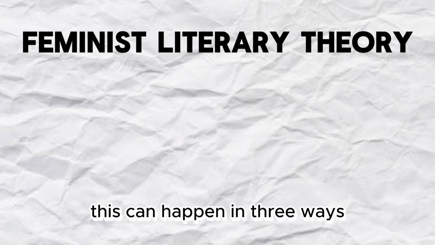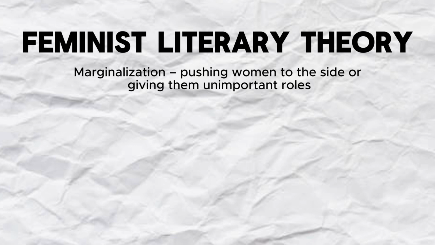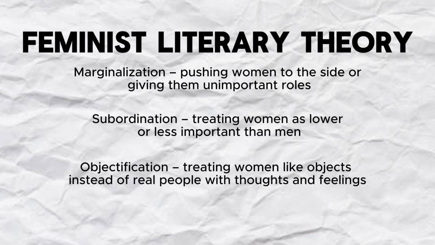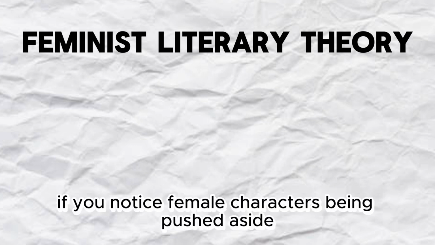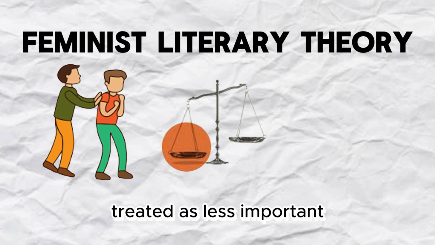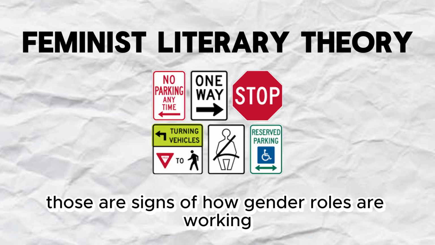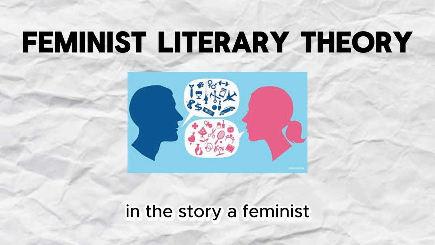This can happen in three ways. First, we have marginalization, which is pushing women to the side or giving them unimportant roles. Next, we have subordination, which is treating women as lower or less important than men. And next, we have objectification, which is treating women like objects instead of real people with thoughts and feelings. If you notice female characters being pushed aside, treated as less important, or only described by their looks, those are signs of how gender roles are working in the story.